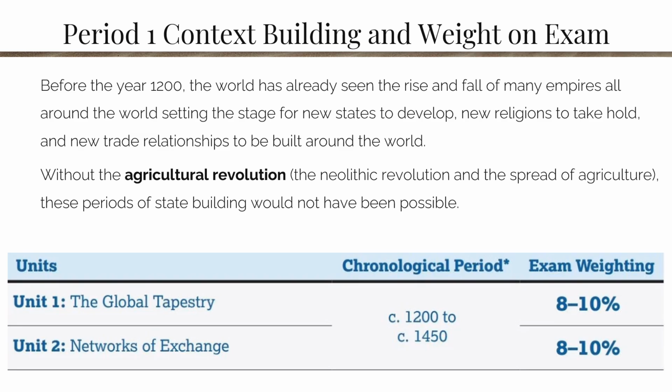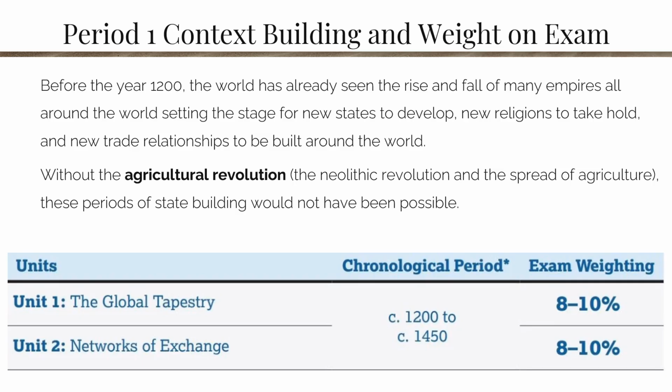There were new religions that had taken hold, new trade relationships that were beginning to emerge. And without the agricultural revolution, the Neolithic revolution, and of course, the spread of agriculture, these periods and states would not have developed at the time and locations that they did.